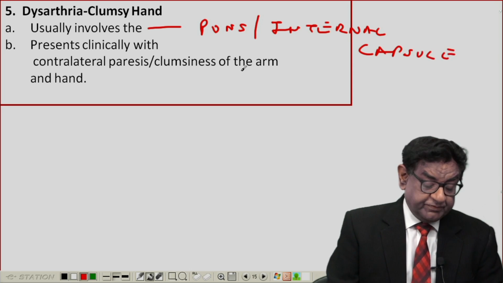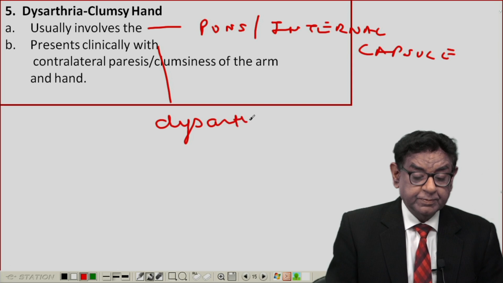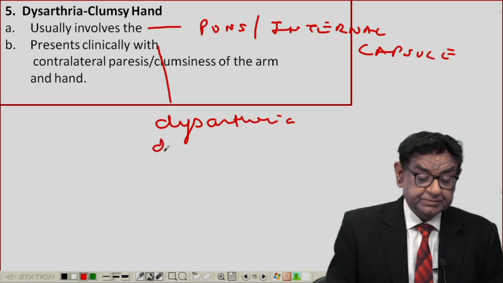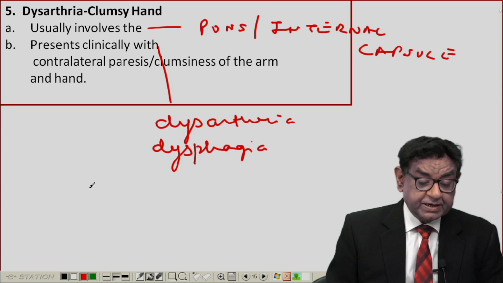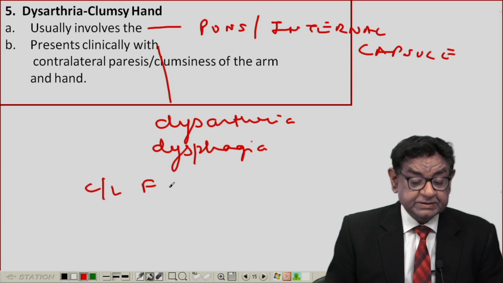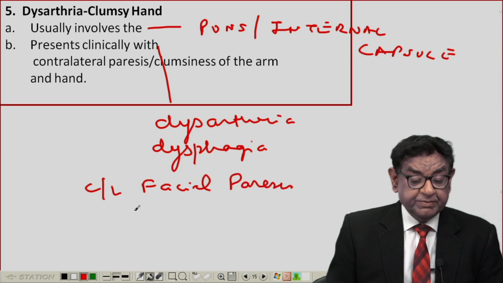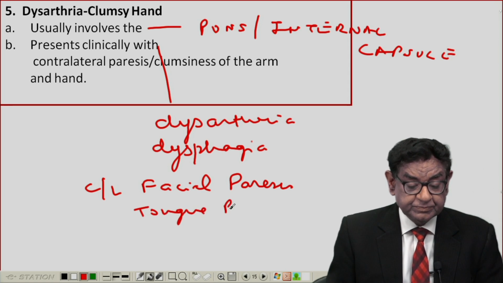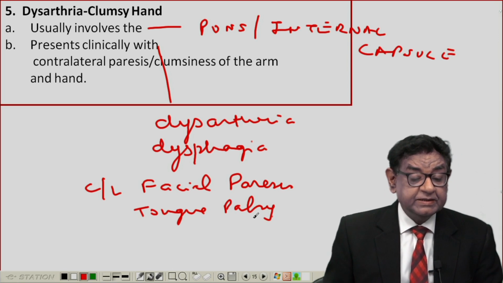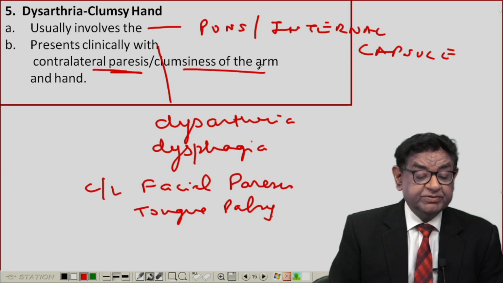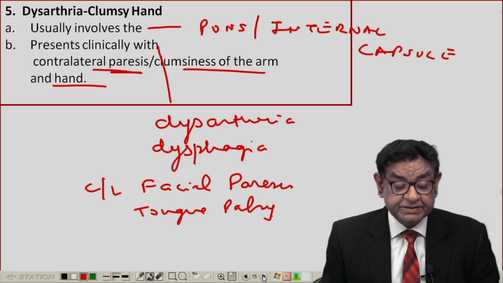And patient typically presents with dysarthria, dysphagia, contralateral facial paresis, and there may be tongue paralysis. Okay, tongue weakness, and there may be contralateral hemiparesis or clumsiness of the arm and hand also. Okay, this is the dysarthria clumsy hand syndrome.